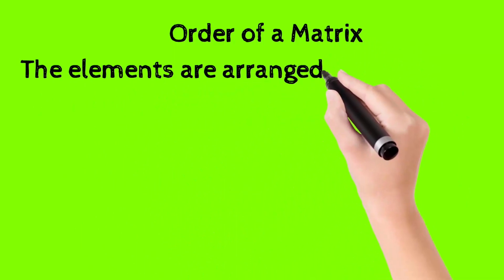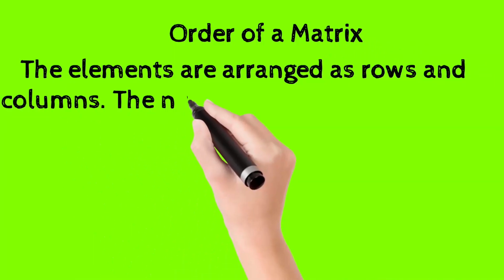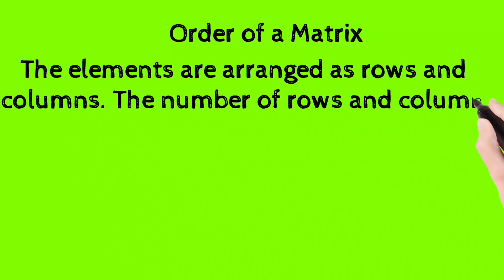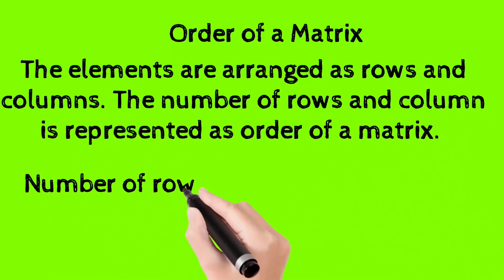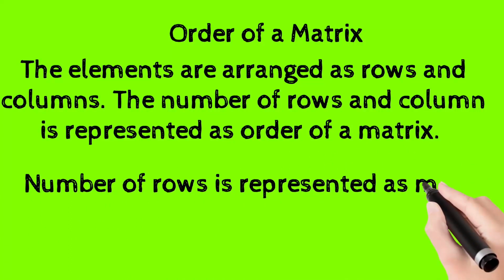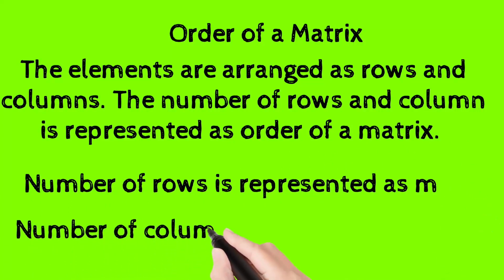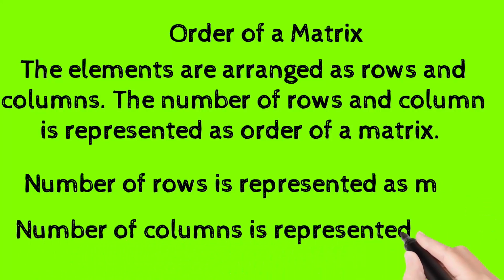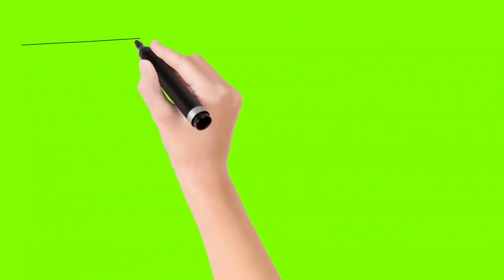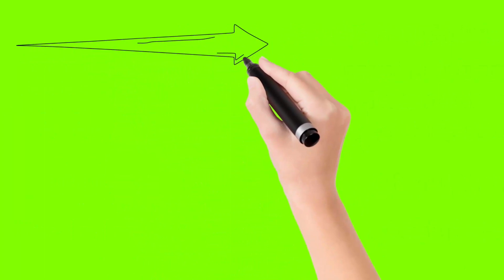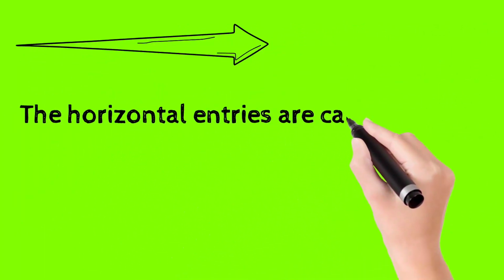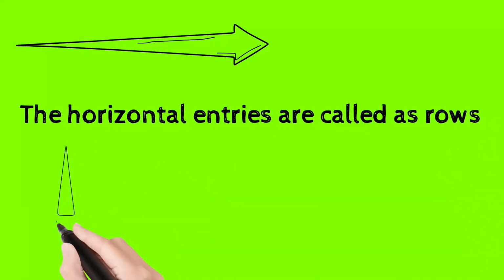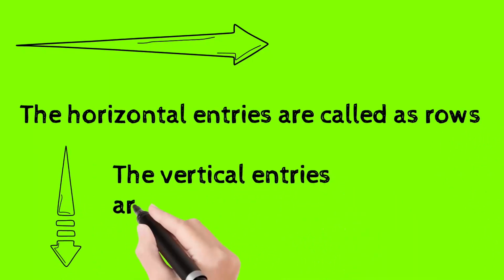So the elements are generally arranged as rows and columns. So the number of rows and columns is represented as the order of the matrix. The number of rows is generally represented as m and the number of columns is represented as n. The entries along the horizontal lines are called rows of the matrix, and the vertical entries of a matrix are called columns.